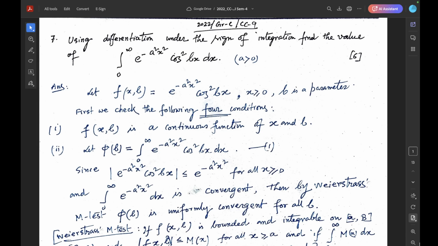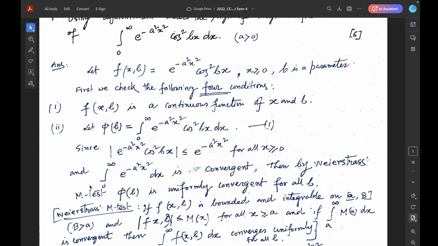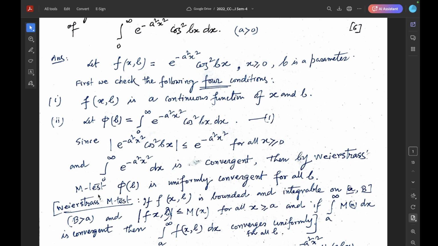First we check the following 4 conditions. Number 1, f(x, b) is a continuous function of x and b. Number 2, let phi(b) equal the integral from 0 to infinity of e to the power minus a square x square cos square bx dx. Since the modulus of e to the power minus a square x square cos square bx is less than or equal to e to the power minus a square x square for all x greater than or equal to 0, because cos square bx is less than or equal to 1, and the integral from 0 to infinity of e to the power minus a square x square dx is convergent, then by Weierstrass M test, phi(b) is uniformly convergent for all b.